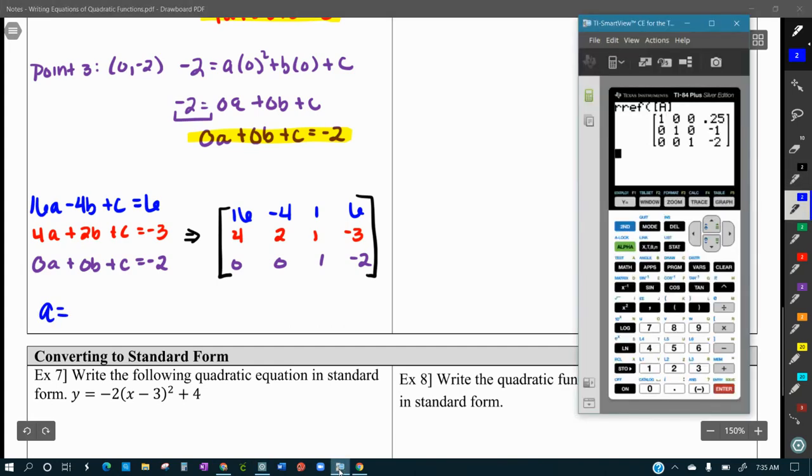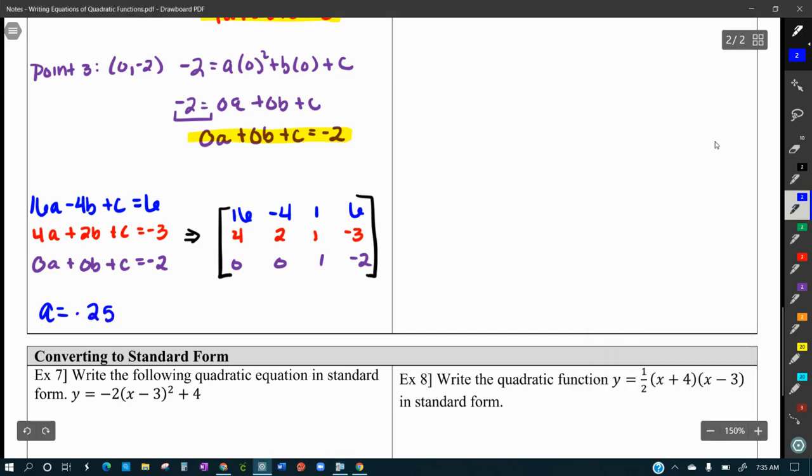is equal to 0.25. Because remember that this right here is the A equals 0.25, the B equals negative 1, and the C is equal to negative 2. So A is equal to 0.25, B is equal to negative 1, and C is equal to negative 2. So our standard form equation is y equals the A, 0.25, x squared, plus B, so it's really a negative 1x, minus 2. This is your standard form equation.